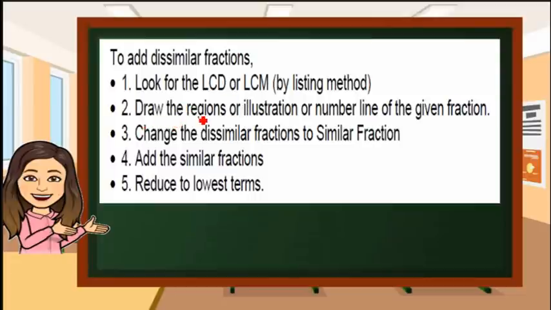Next, we have to draw the regions or illustration or number line of the given fractions for you to visualize them. Always remember that in visualizing, you have to draw the regions or illustrate it. And the third one, change dissimilar fractions to similar fractions. Number 4, add the similar fractions. And then, number 5, or the last step, reduce to lowest term. Okay.